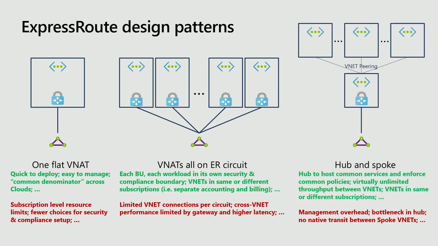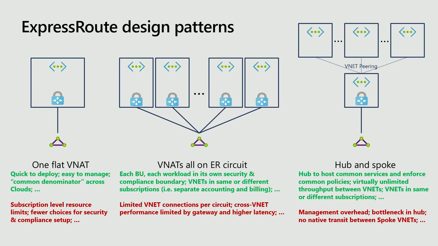Another type is what we call hub and spoke. In this case, you put all your common services, common workload in a hub. You can enforce all the security policies, compliance policies in this hub. And then you put all other VNets as spoke VNets, paired with this hub VNet. The advantage is that in terms of performance, there's unlimited bandwidth throughput between the spoke VNet and the hub VNet, because there's no gateway.